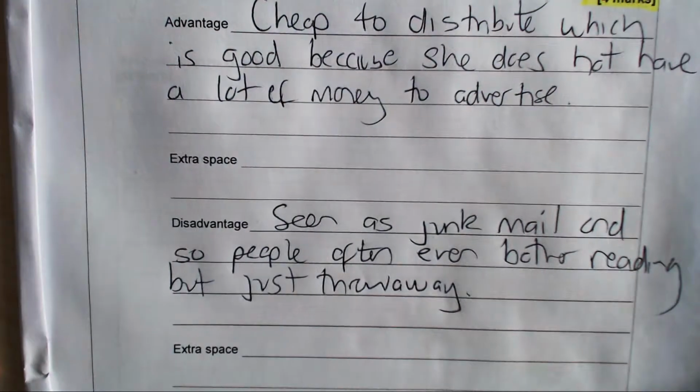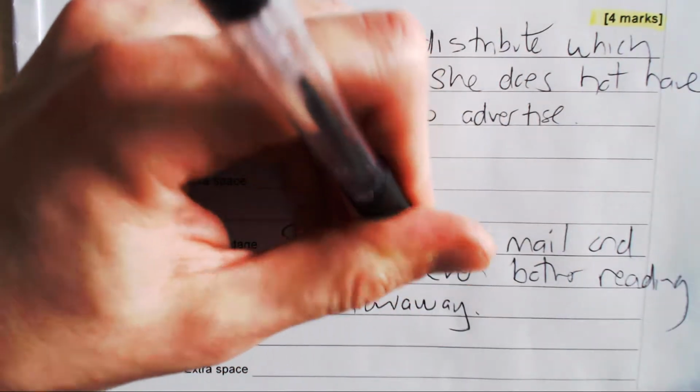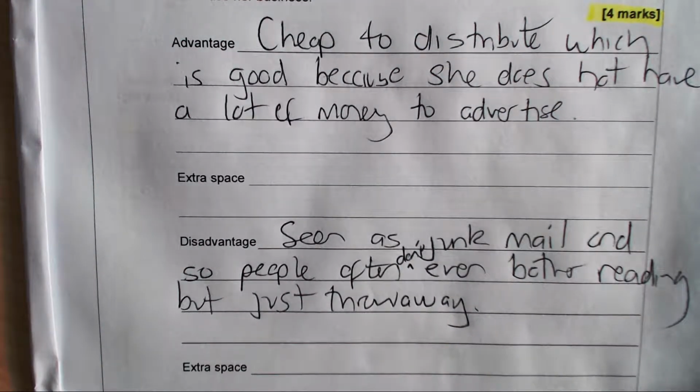And there's my 2nd mark. So I've said junk. If you just wrote junk mail, that's your 1 mark. And so people often don't even bother reading, but just throw away. So there's a mistake by me. I didn't write don't even bother reading, but just throw away. I forgot the word there. And that's my 2nd mark. And that's that question done. I'm going to give you just 30 seconds just to make any further notes.